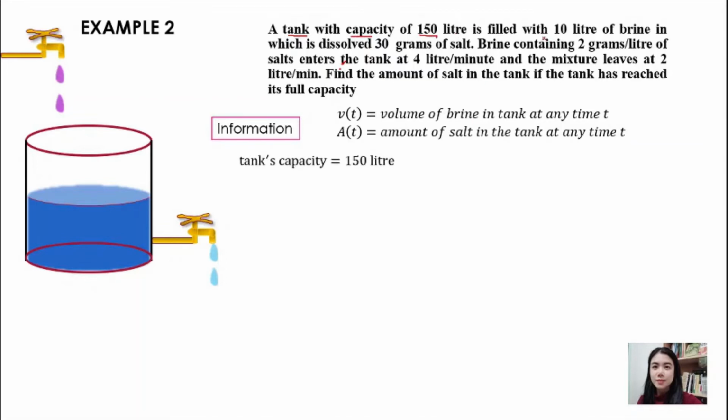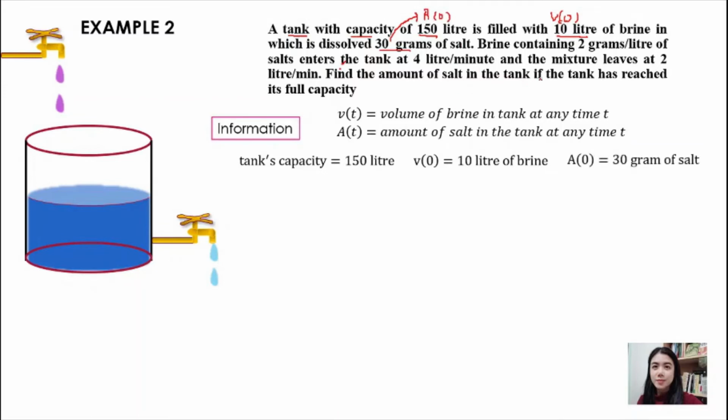And then it says that it's filled with 10 liter of brine. So this 10 liter of brine is actually your volume at time equal to 0. That is, your V0 is 10 liter. And then, which is dissolved 30 gram of salt. This is actually your initial amount, so that is your A0. So your A0 is 30 gram.